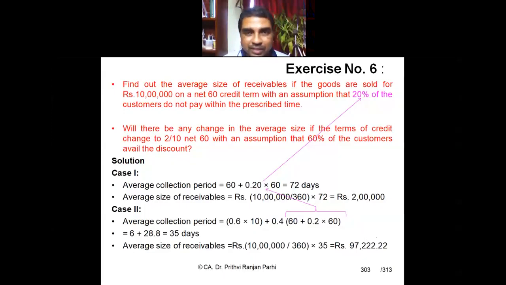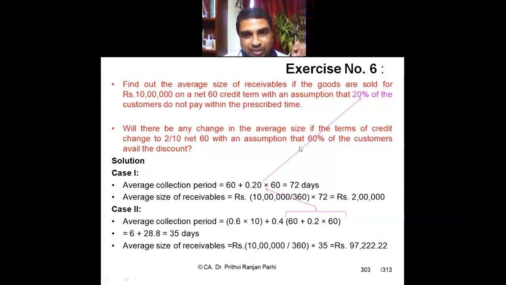Is it not? Understood the question? Okay. Why are we taking it? The normal collection period is 60, but since 20% of the people are not paying in time, it is increased. So 0.2 into 60, 72 days.